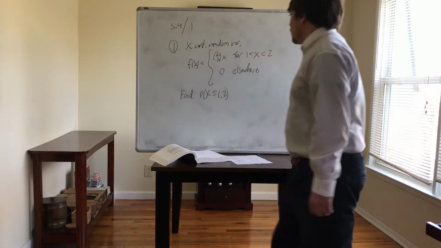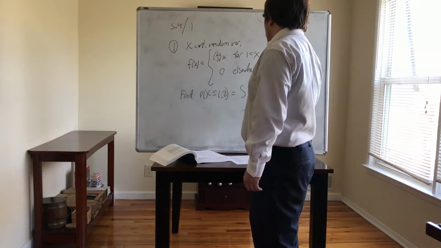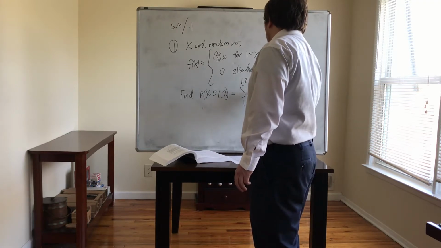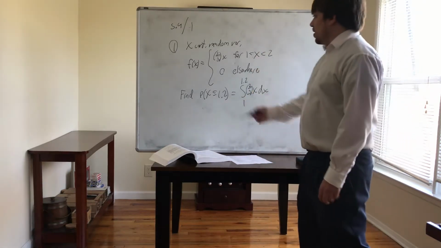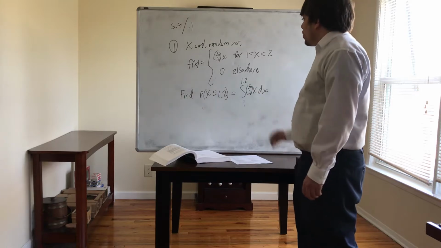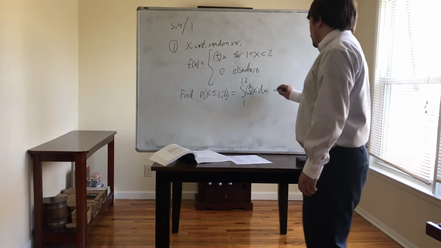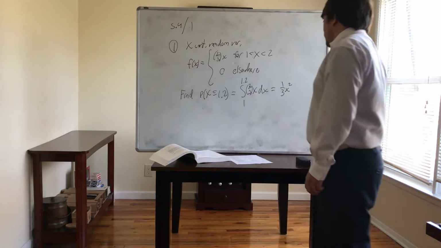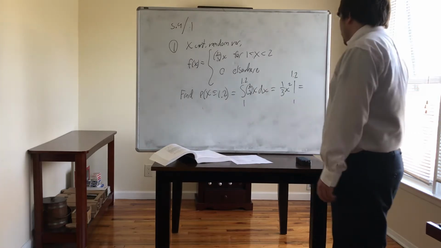This is a continuous random variable. So the probability x is less than or equal to 1.2 is equal to the integral from 1 to 1.2 of 2/3 x dx. You're just taking the definite integral of f of x from -∞ to 1.2, but it's 0 when it's less than 1. So you just go from 1 to 1.2. And you find the antiderivative of this, and that's 1/3 x squared. And you evaluate from 1 to 1.2 using the fundamental theorem of calculus.